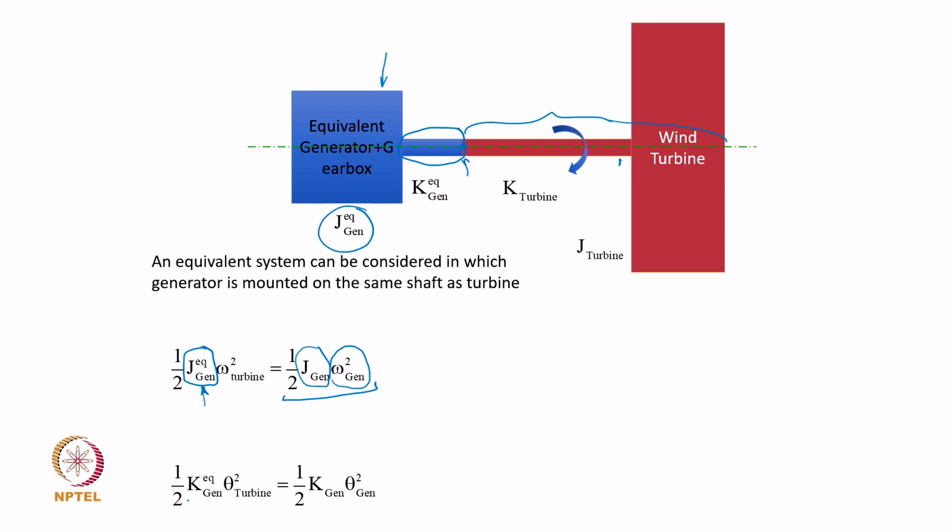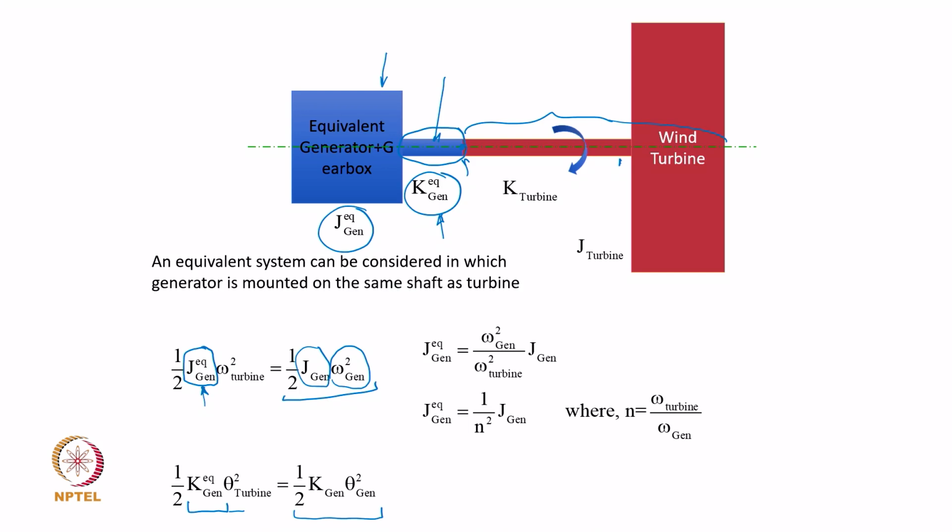So, the strain energy of the equivalent stiffness of the generator shaft, half K equivalent generator times theta turbine square, that is, the angular twist based on the turbine twist or rotational speed, is going to be equal to the strain energy in the original shaft. The original shaft had the stiffness K generator, and theta generator is the angle of twist. So, the strain energy in this case is made equivalent, and from this you can find the equivalent generator shaft stiffness.